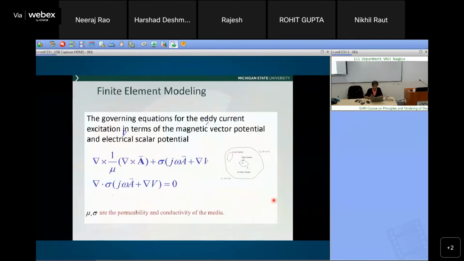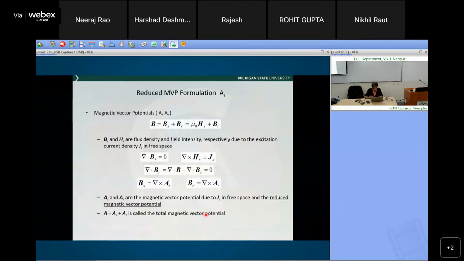Finally, this is a repetition of what we did this morning. This is our governing equation in terms of the vector magnetic potential. And this is the Coulomb condition over here. It basically says that there is no divergence of current; current has to be in closed circles. And these are the reduced magnetic vector potential formulation, the same equations we went through this morning.